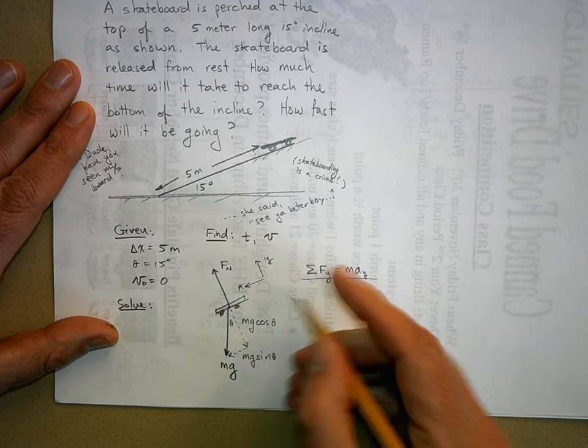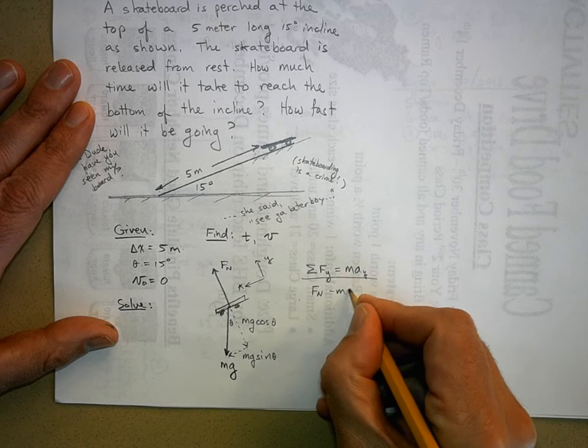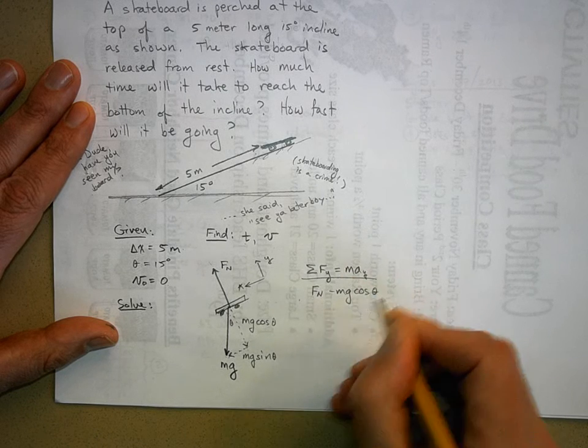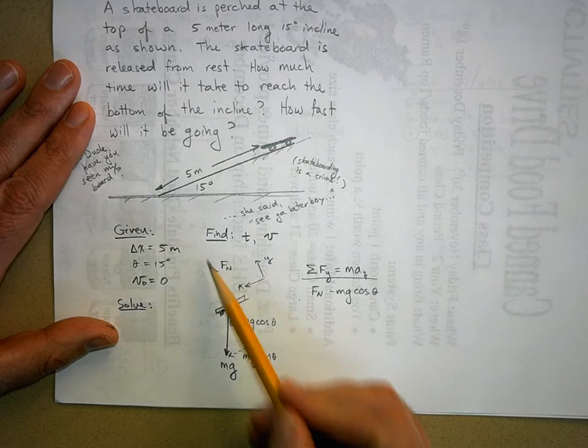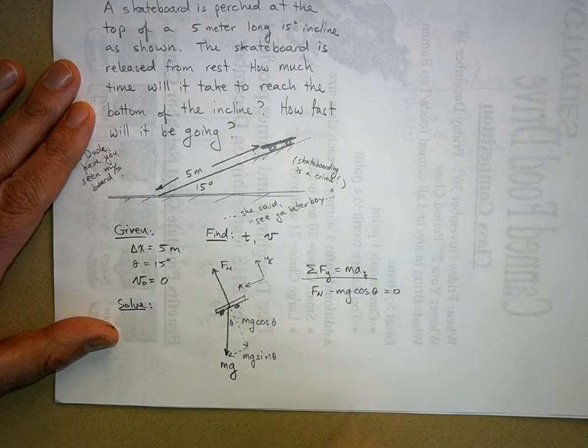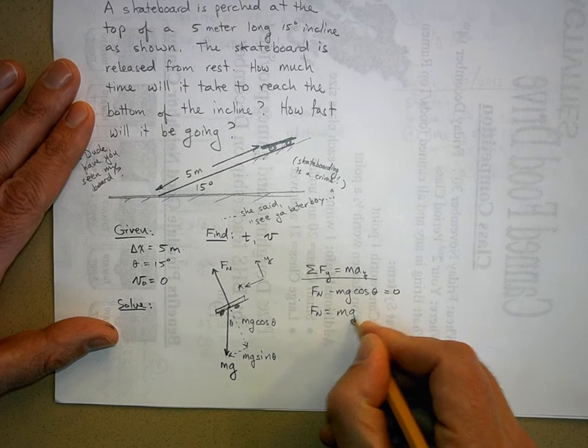So I've got this normal force in the positive y direction, and I've got mg cosine theta in the negative y direction, and the skateboard is not going to accelerate at all in this direction. And this just tells me that the normal force is equal to mg cosine theta.